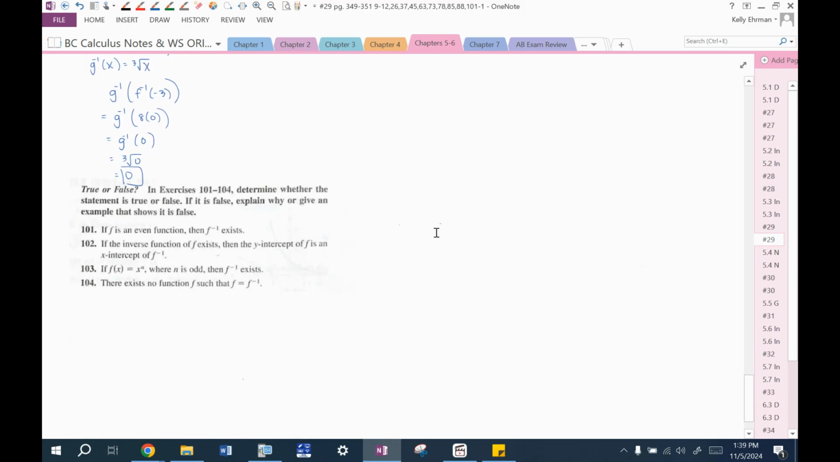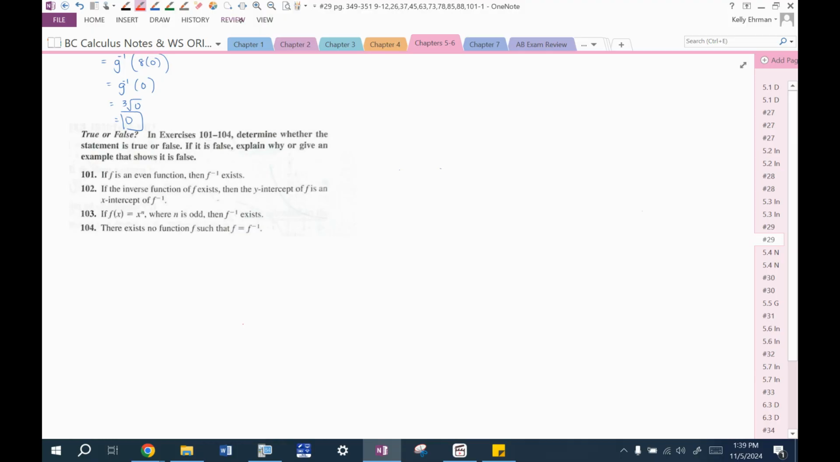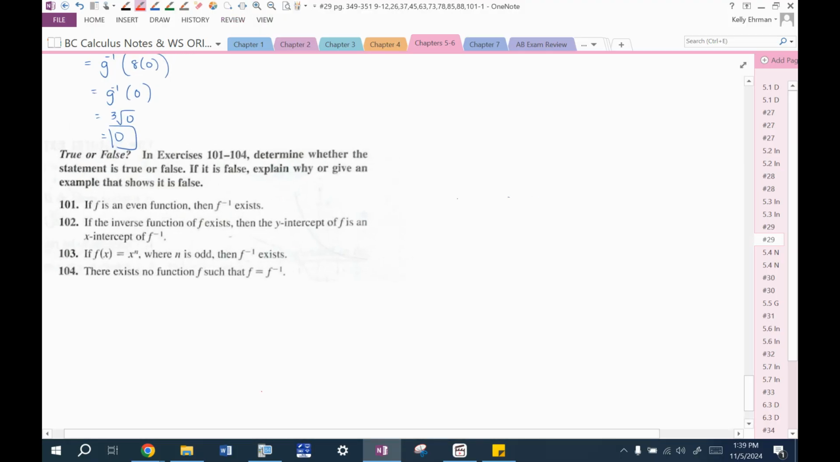All right, and then our true or false section. Remember, you should always just try to be thinking of counterexamples. So determine whether each statement is true or false. If it's false, explain.